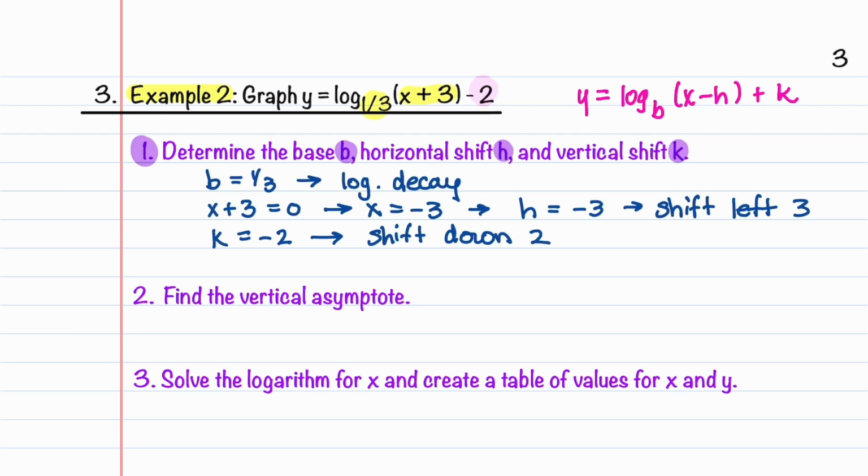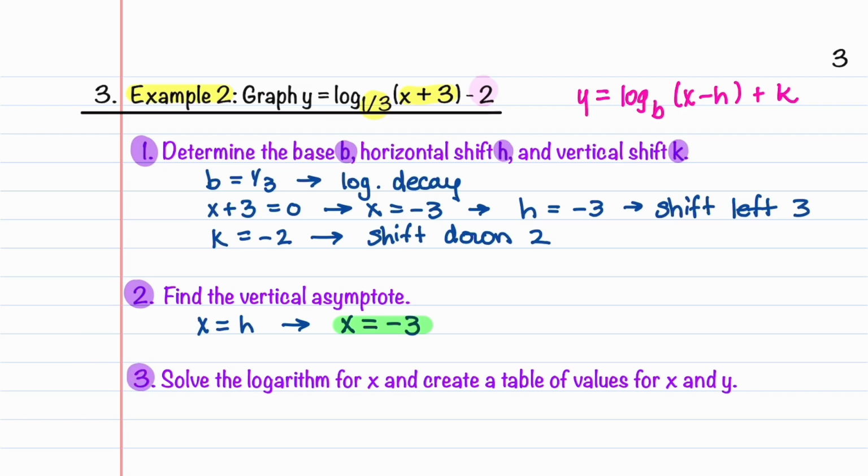2. Now we can go ahead and find the vertical asymptote. The equation for our vertical asymptote is x is equal to h. And we found that h was -3, so our vertical asymptote is given by x is equal to -3. Let's go ahead and highlight that.